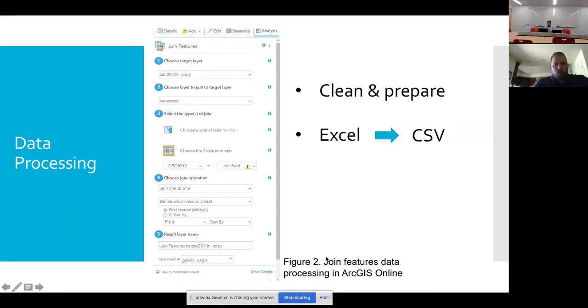Here I have a screenshot that shows how I did that. This was from when I did an analysis in ArcGIS Online, so that each layer, each data set, did have the census tracts on it. So that's how I did the join.